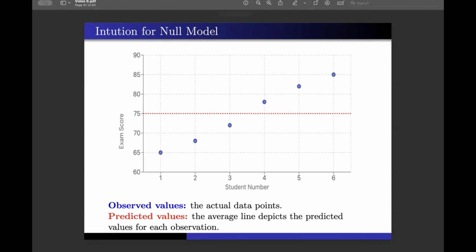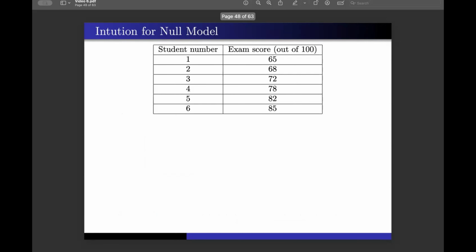And once the average line is drawn, that line also represents the predicted value for each observation. Why? Because in the absence of any independent variable, the average becomes our best estimate for every point. And so the average line depicts the predicted value for each observation. So we started with this data set, and the average of all the exam scores over here is equal to 75. So we add 65, 68, 72, 78, 82, 85 divided by the number of observations, which is 6 over here.